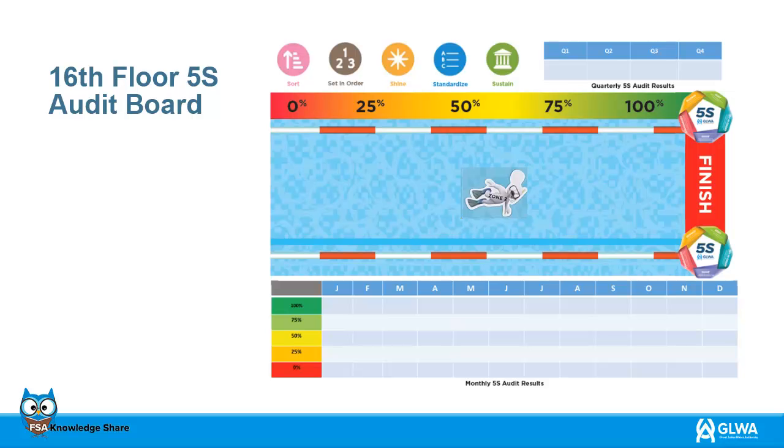This is an example of a 5S audit board used on the 16th floor of the water board building. The 16th floor team members wanted to represent their numbers in swim lanes. So they opted for the audit board above and use magnetic swimmers to chart out where they are in the water.